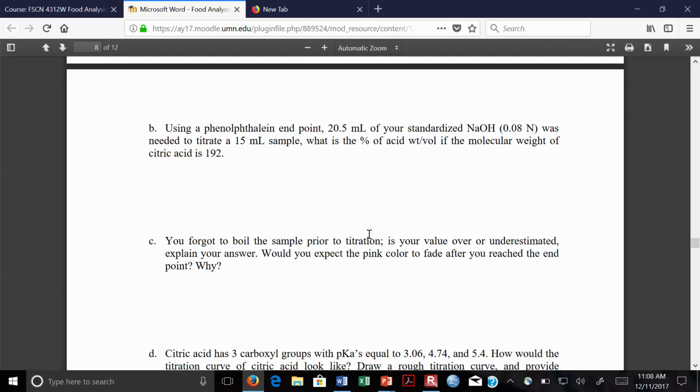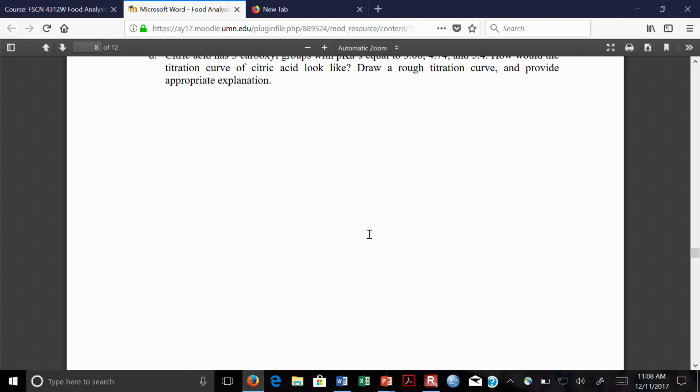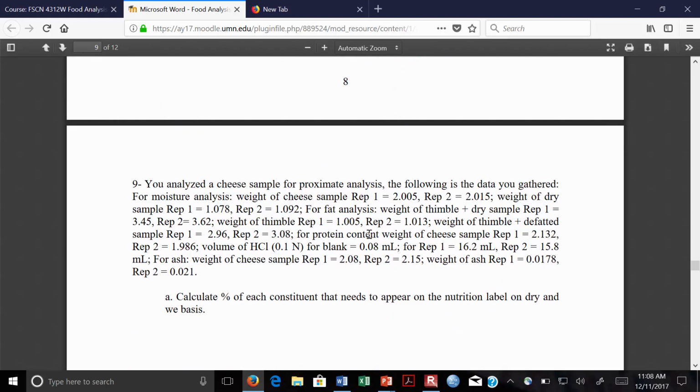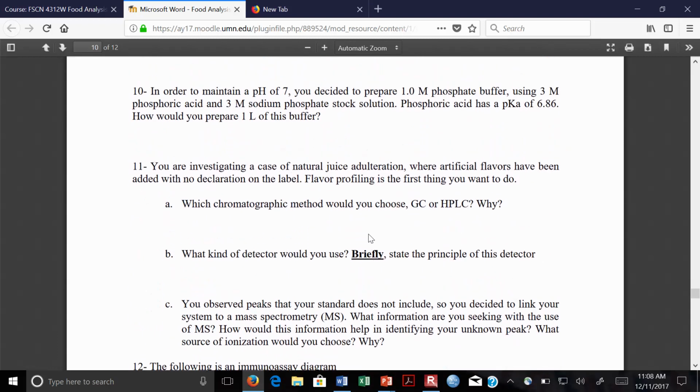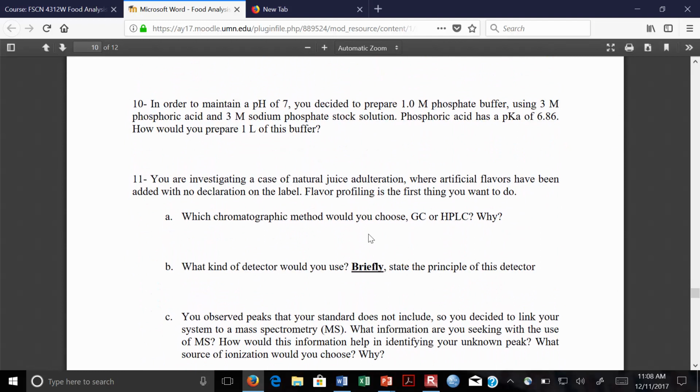All right, this number 10 is a buffer. Would you like me to go over buffer preparation again? It's the same example we gave in class. I can work it out with you if you like. Yes? Okay, let's do that.